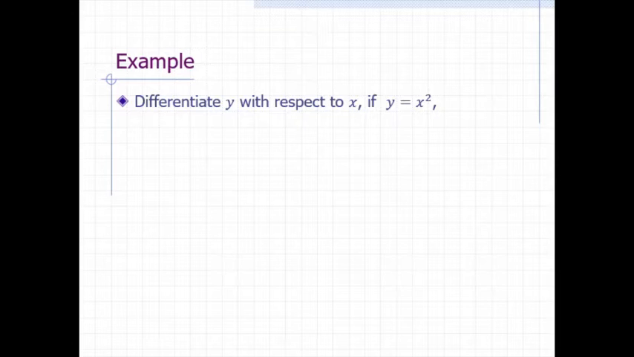What if y is equal to x squared? What function would we get if we differentiate y with respect to x?